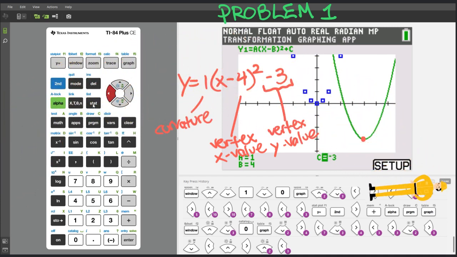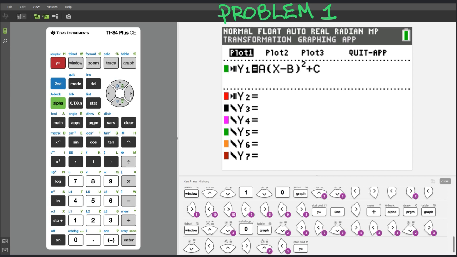Okay, the next thing that we're doing is exiting the app. So we'll go to y equals, and then we could arrow up and then to the right.